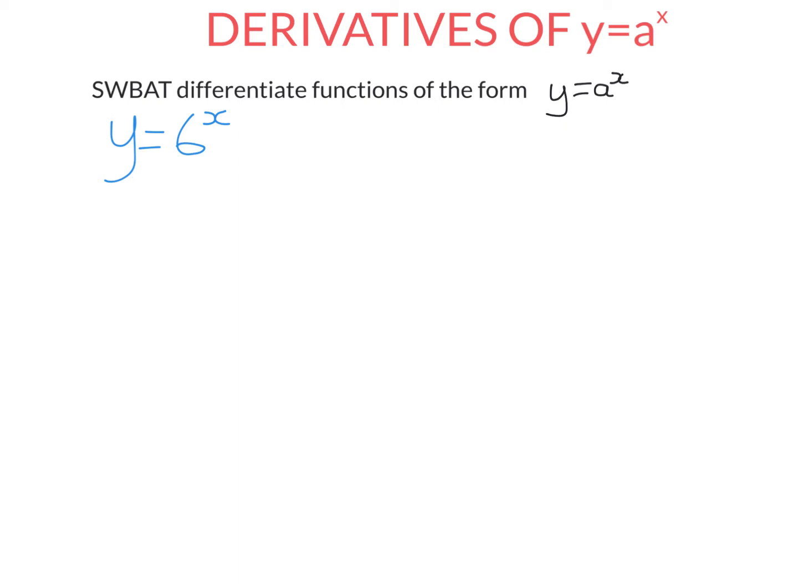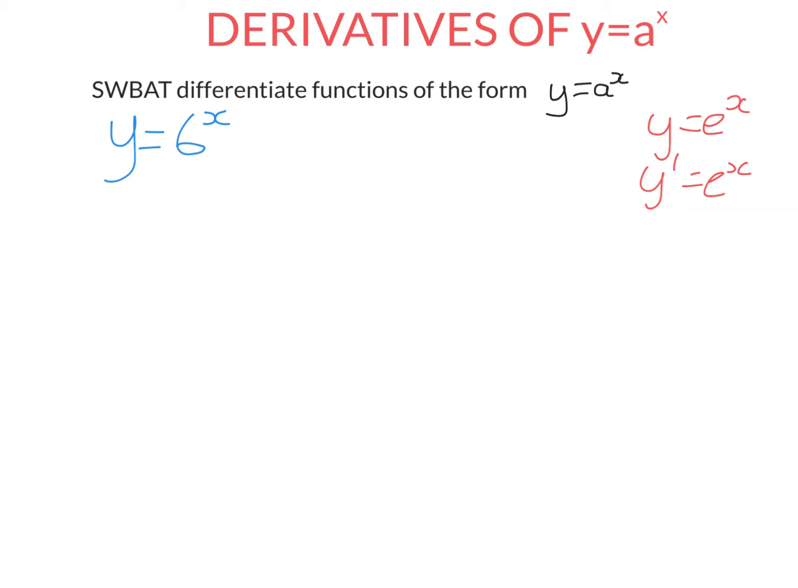Thank you so much for tuning into this video in which we will differentiate functions of the form y equals a to the power of x. Now, we already know how to differentiate y equals e to the power of x. Its derivative is just itself. But what if the base, instead of being e, is a number like 6? How would I do this?